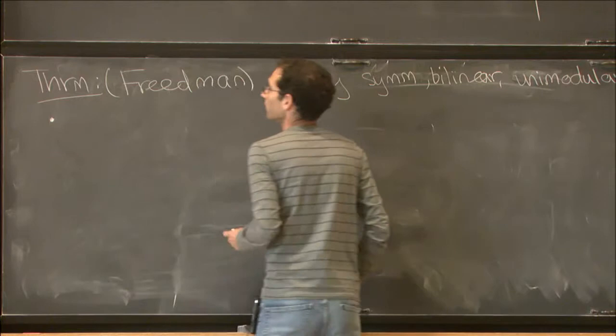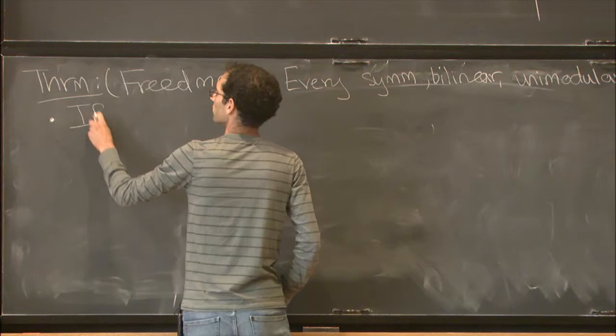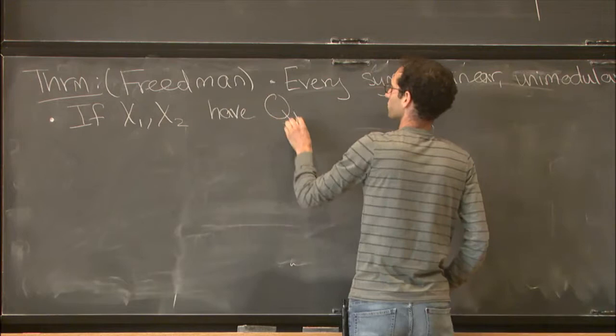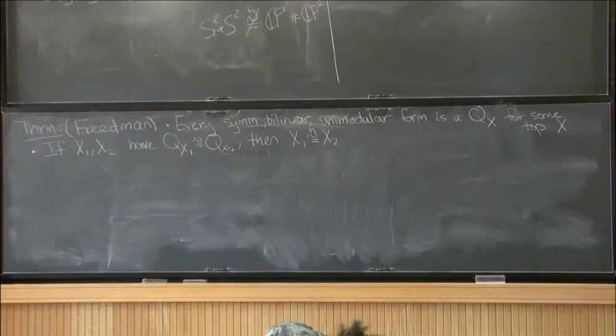But what's amazing is that this basically determines the topological type of the manifold. So again, in the setting of simply connected, closed smooth four-manifolds, if they have the same intersection form, then they're actually homeomorphic. Okay. So it's sort of capturing all the topology, but nothing about the differential topology. So let's bring the smooth structure into play.